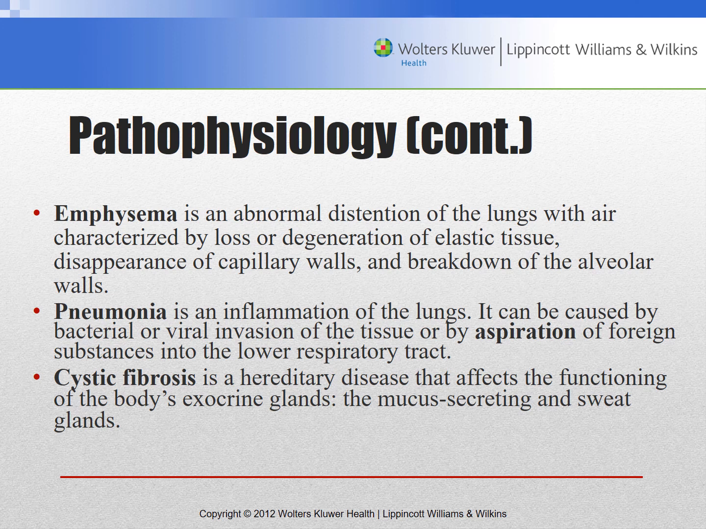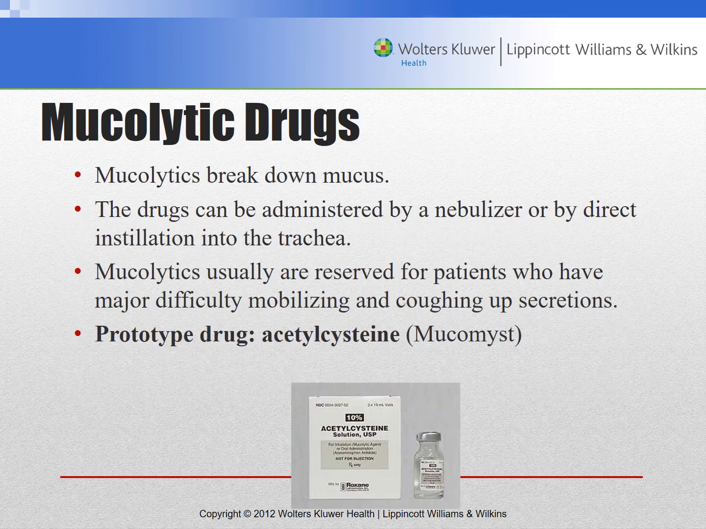Pneumonia is an inflammation of the lungs. It can be caused by bacterial or viral invasion of the tissue. Or you could have an aspiration pneumonia where you aspirate foreign substances into the lower respiratory tract, specifically in those tube feeding patients and in stroke patients who can't swallow appropriately. And then, of course, cystic fibrosis, like we talked about, is a hereditary disease that affects the functioning of the body's exocrine glands, which would be specifically those mucus-secreting and sweat glands.